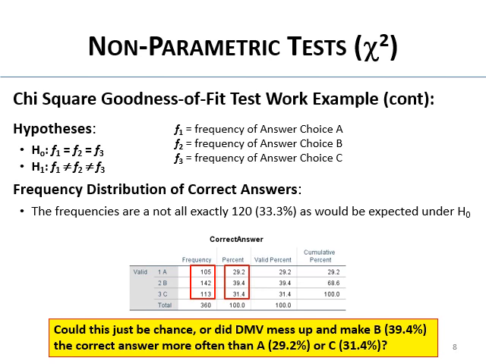difference? We screwed up basically, because it looks like B is the correct answer 39% of the time, and that's more than A at 29 and C at 31.